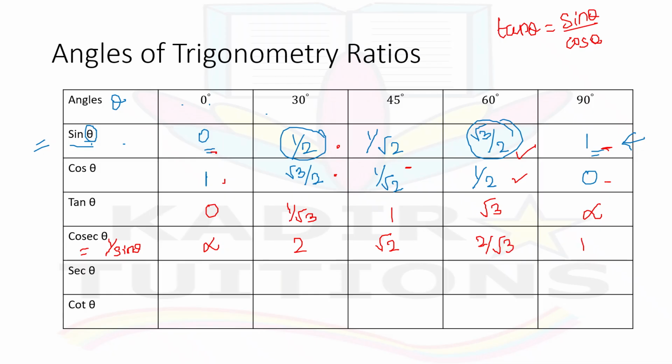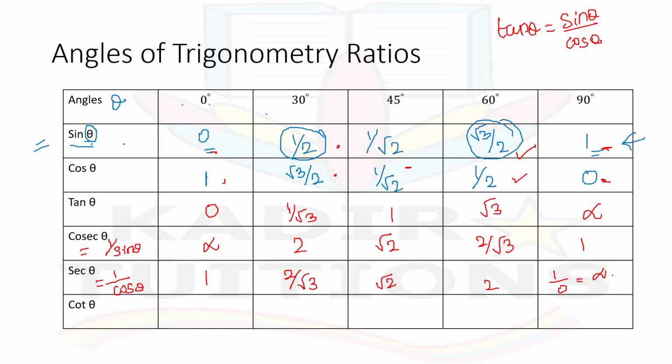Now secant theta is the reciprocal of cos theta. So yeah, we can write cos 0 is 1, then secant 0 is also going to be 1, and secant 30 is going to be 2 by root 3, and secant 45 is root 2, and secant 60 is going to be 2, and then secant 90, right? Because cos 90 is 0, then what is secant 90? It is 1 by 0, which is nothing but infinity.